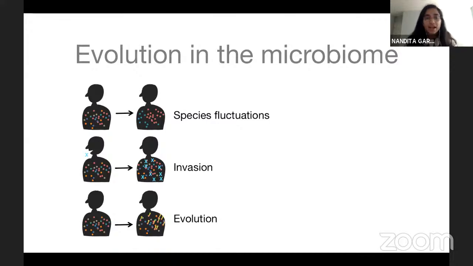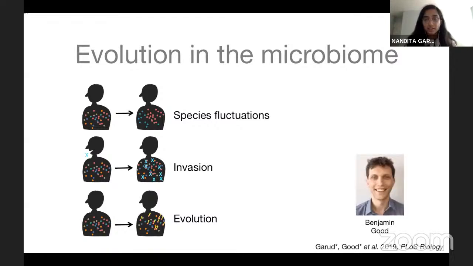And so today I'm going to be speaking about the role of evolution inside of us, and specifically in commensal microbes in healthy hosts, where there's no obvious selective pressure like an antibiotic or a change in diet. And I wanted to acknowledge my co-first author on this work. It was recently published in PLOS Biology, and Benjamin Good was a really fantastic collaborator on this.